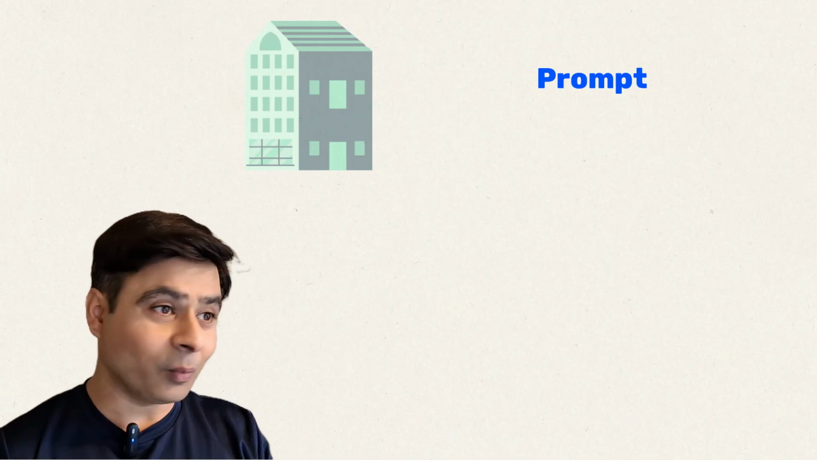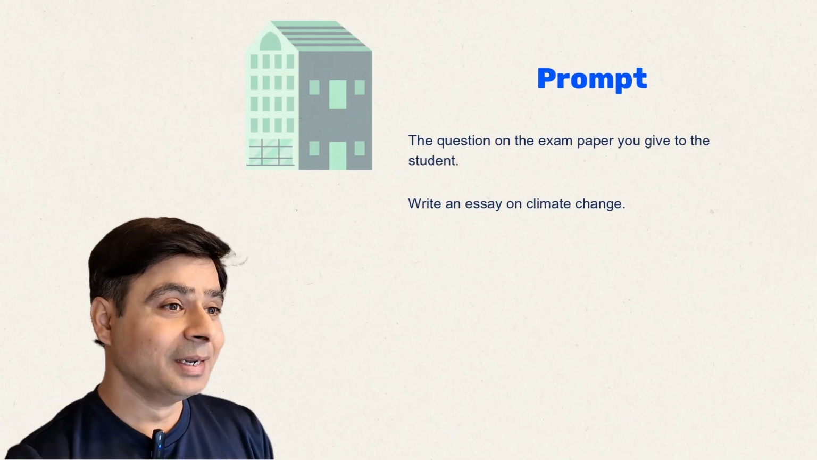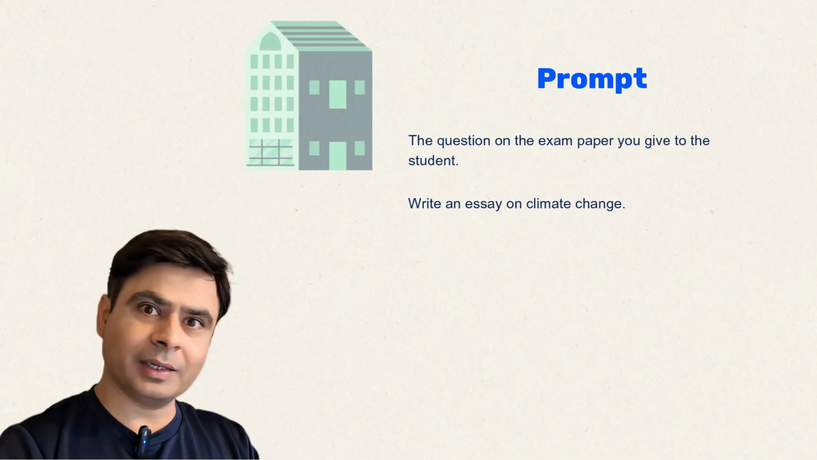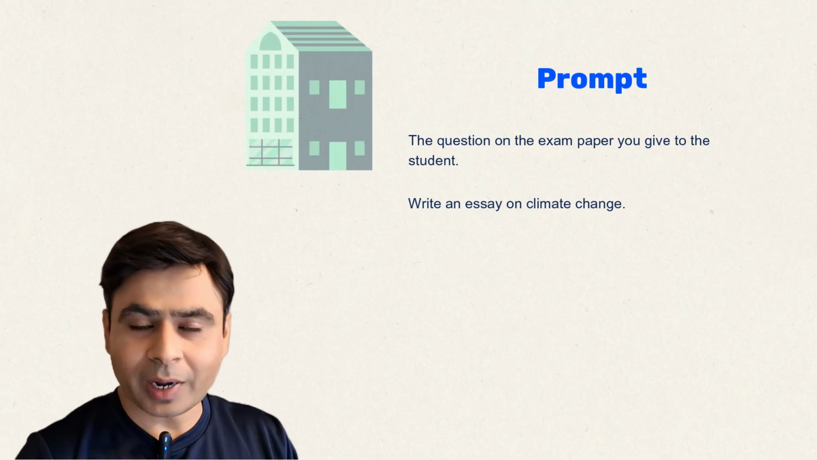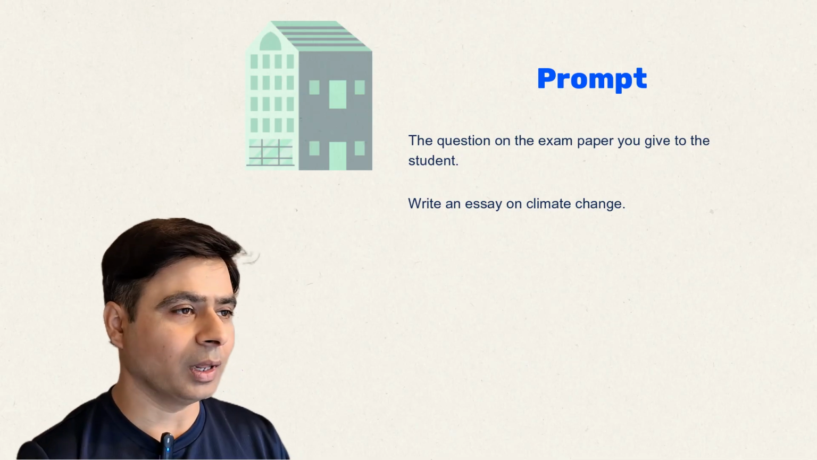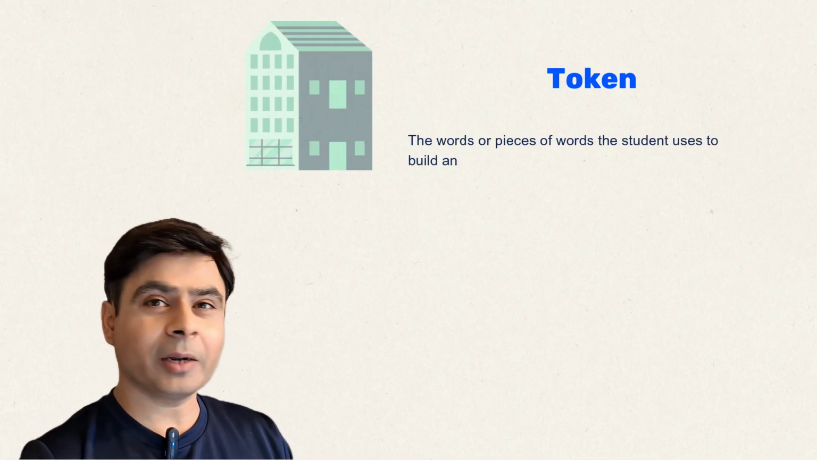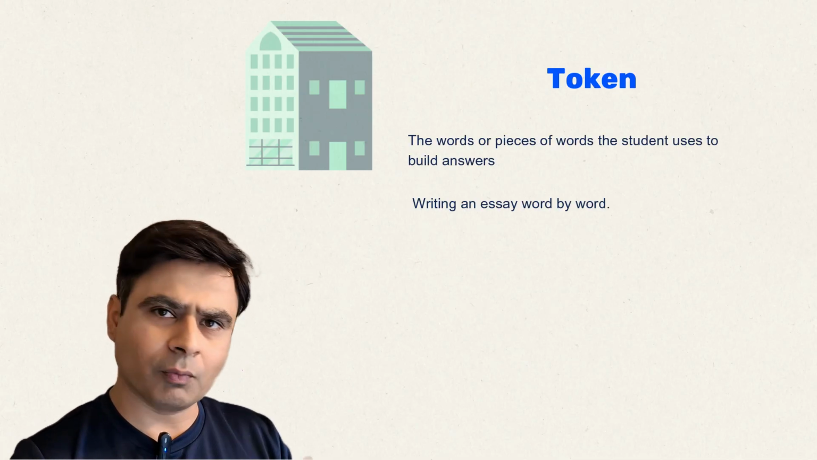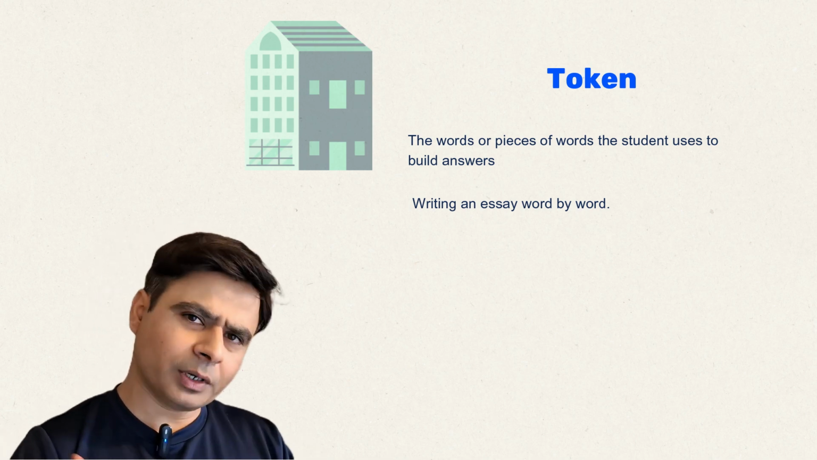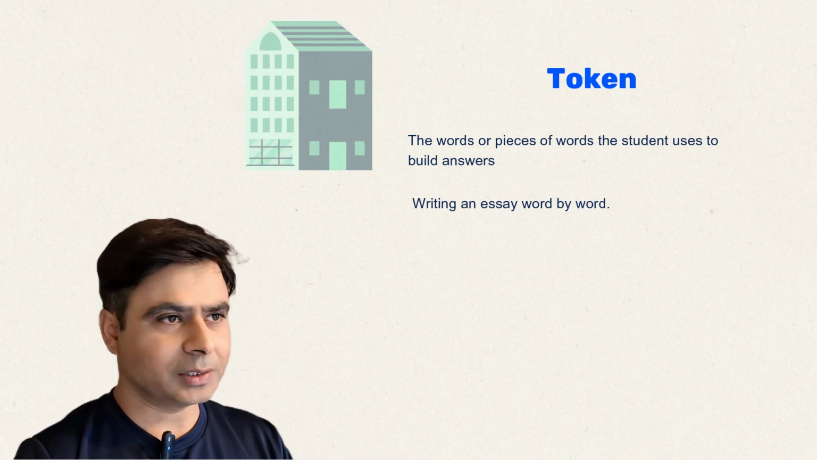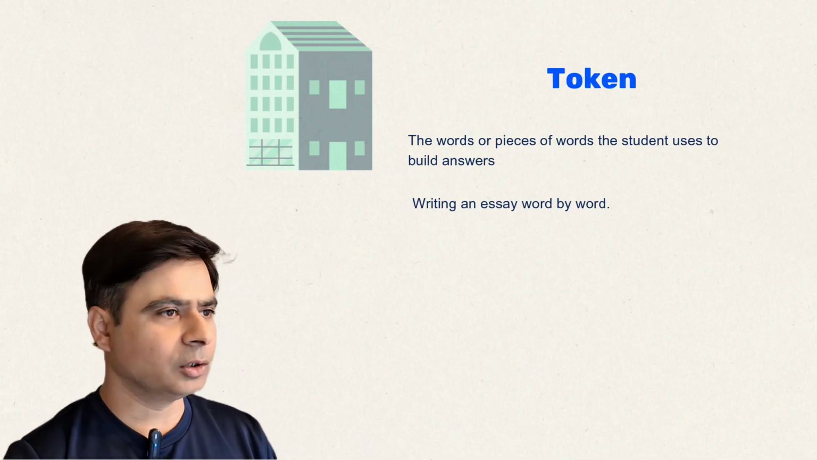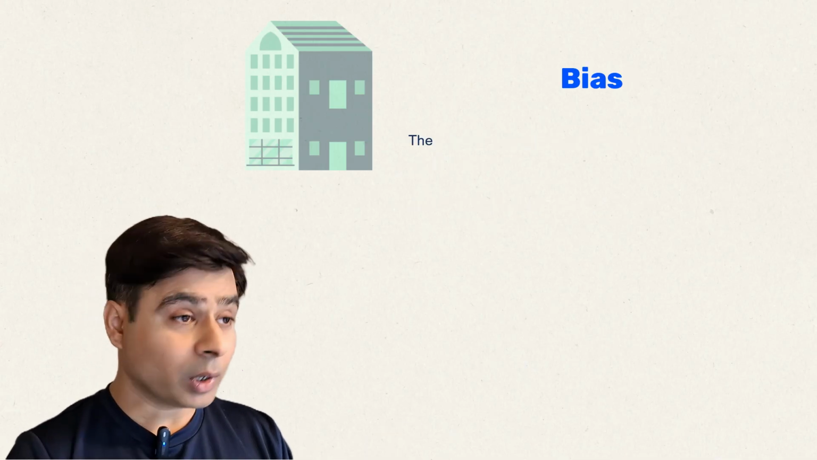And what is a prompt? Well, the question on the exam paper given to the student is a prompt. So it tells you to write an essay on climate change. That is giving you a prompt to do something or generate some output. Tokens, on the other hand, can be thought of as words or pieces of words that the user uses to build the answers. For example, when he writes an essay on climate change, each word can be considered a token.